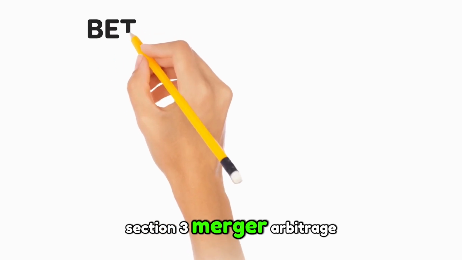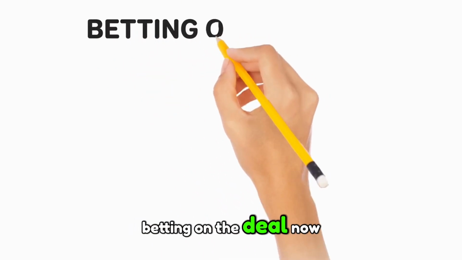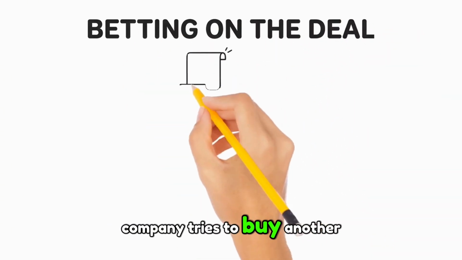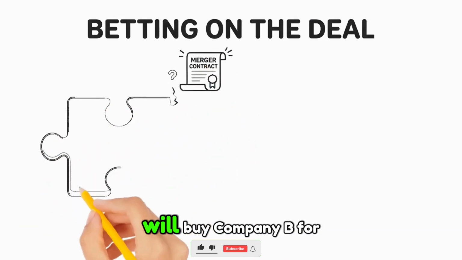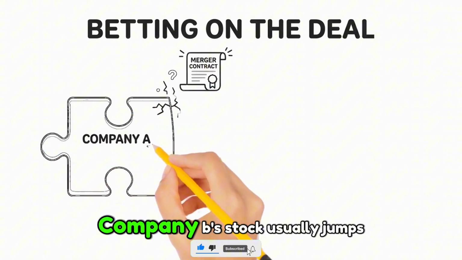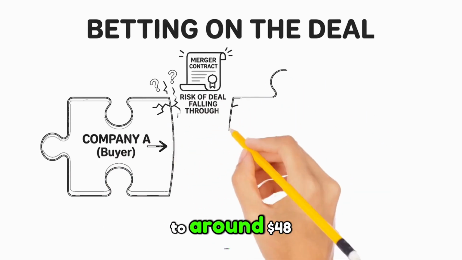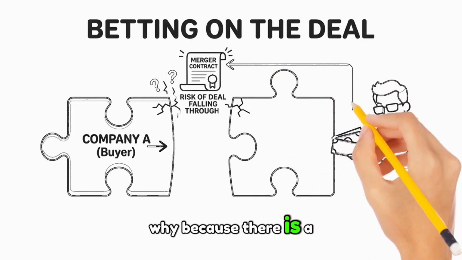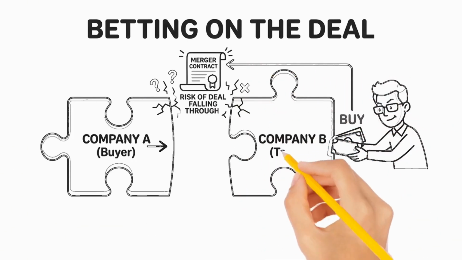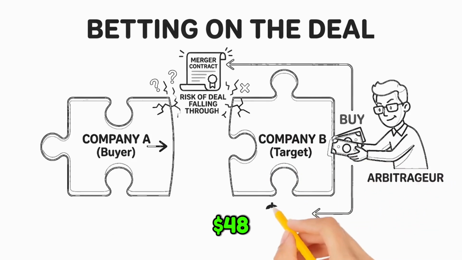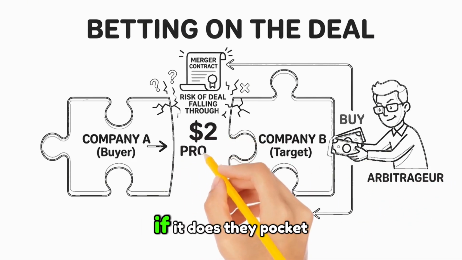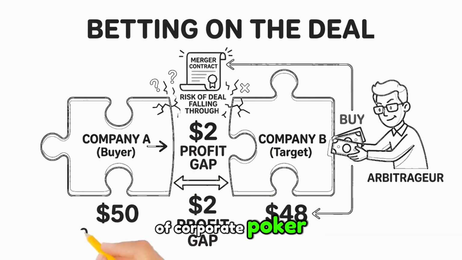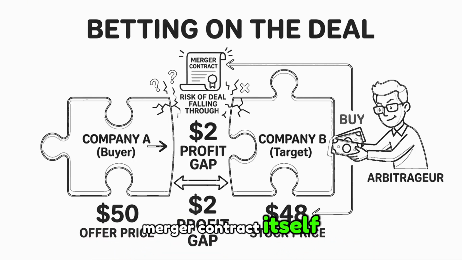Section 3. Merger arbitrage, betting on the deal. Now let's get more technical. Merger arbitrage happens when one company tries to buy another. When Company A announces they will buy Company B for $50 a share, Company B's stock usually jumps to around $48, not quite $50. Why? Because there is a risk the deal might fall through. Arbitrageurs buy the stock at $48, betting that the deal will close. If it does, they pocket the $2 difference. It's a high-stakes game of corporate poker where the instrument is the merger contract itself.